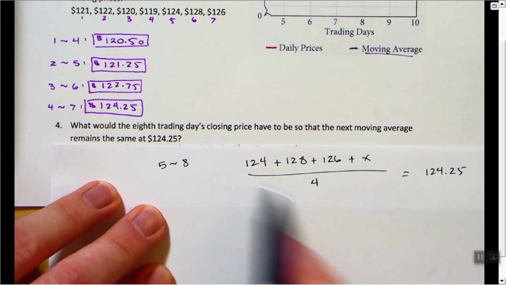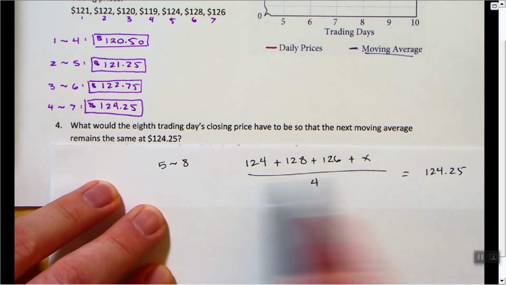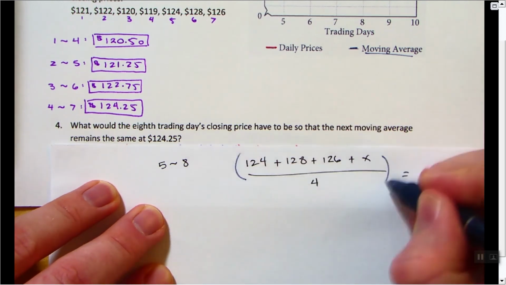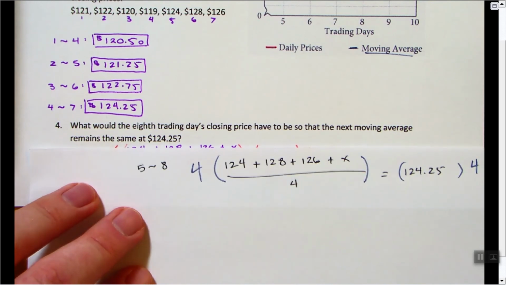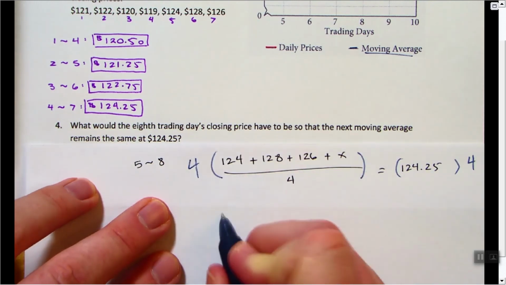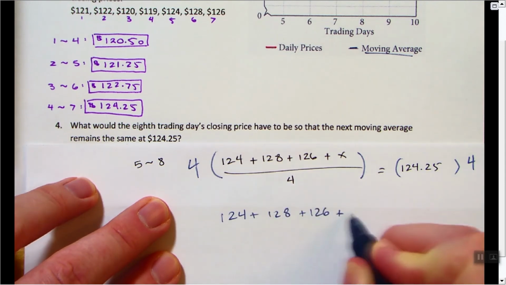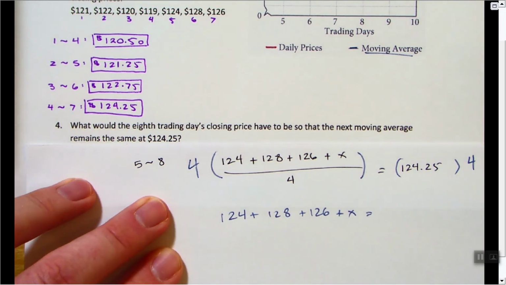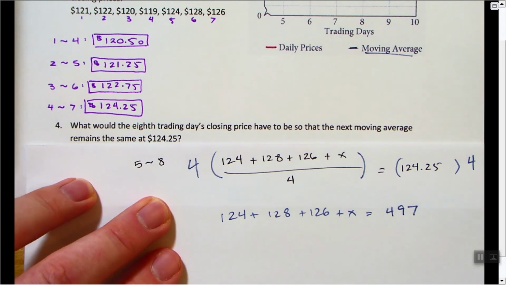Well, the biggest thing is this grouping symbol of divide by 4. So what's the opposite of divide by 4? Well, it's multiply both sides by 4. Okay, that's the first step. If you do that, then you get 124 plus 128 plus 126 plus x is equal to 497. Okay, so from here it's a pretty simple calculation. You add these up, subtract from both sides, but that gets you through the hardest part.